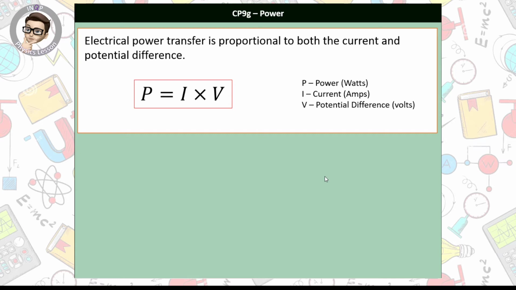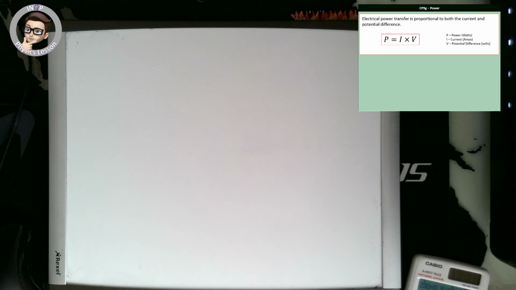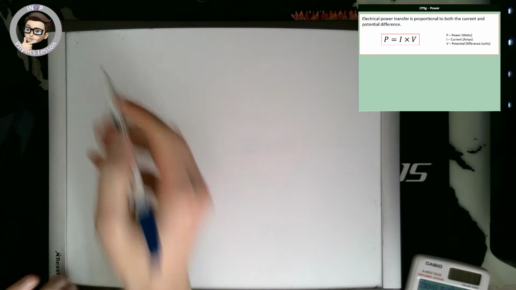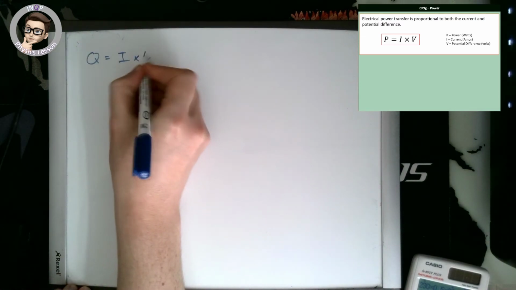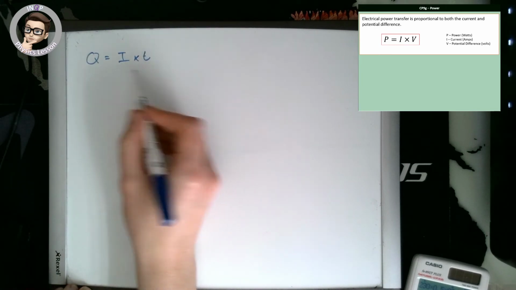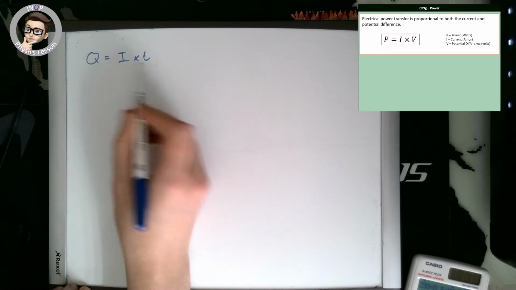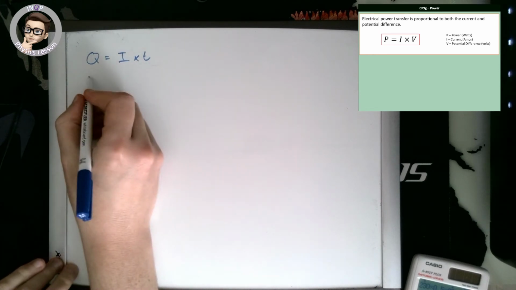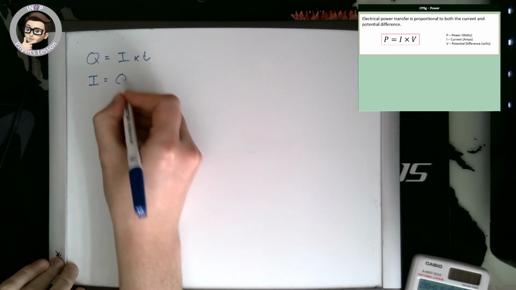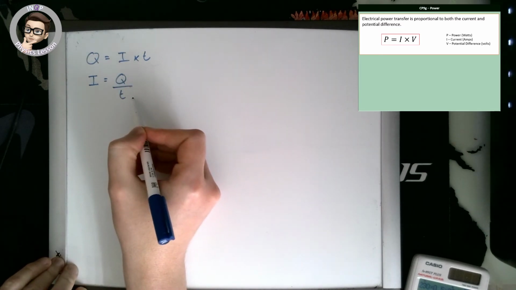So that's our first power equation. Okay, so the next equation is P equals I times V. Now, if we know from our previous work that Q equals I times T, total charge, is equal to the current, the number of electrons, each of which got their own charge, passing a point per second, multiplied by the time that they're passing for. That means I can say that I is equal to Q divided by t, the change in charge over time.